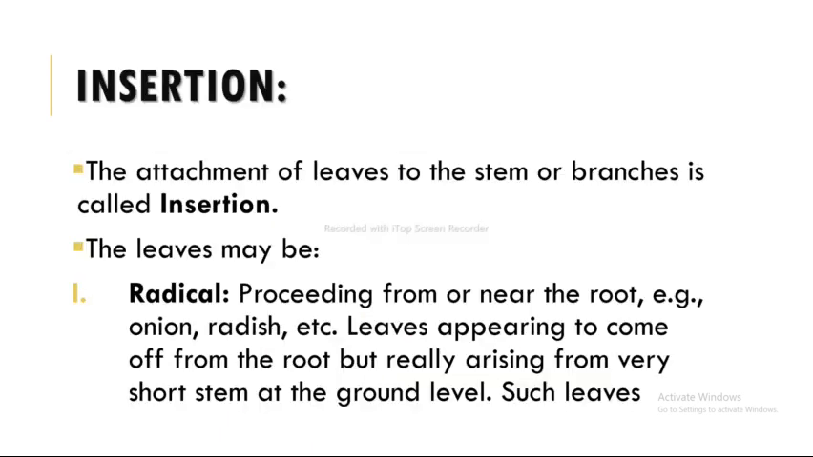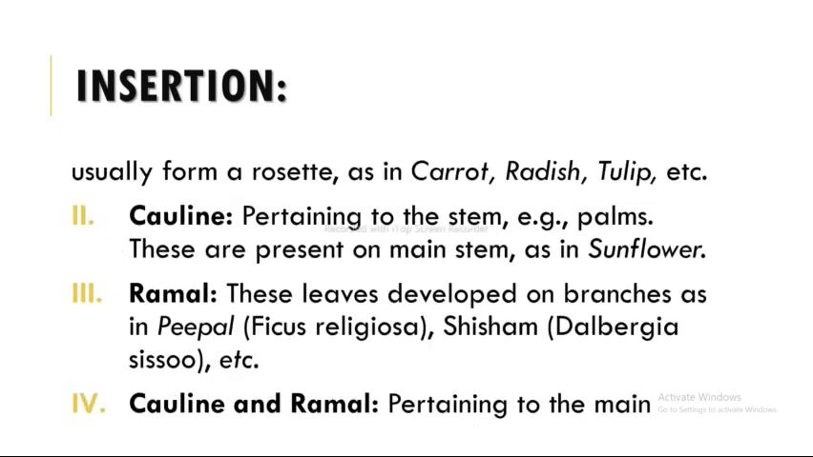Insertion. The attachment of leaves to the stem or branches is called insertion, and the leaves may be: first one is radical, proceeding from or near the root, for example, onion, radish, etc. Leaves appearing to come off from the root but really arising from a very short stem at the ground level. Such leaves usually form a rosette, as in carrot, radish, tulip, etc.